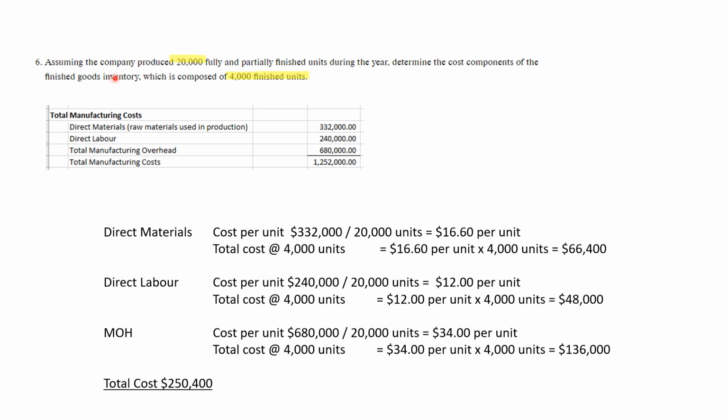So the key to this is the fact that if we know these are variable costs, which we know direct materials, direct labor, and manufacturing overhead are, we can use the number of units, whatever it is, to figure out the cost per unit. And using that cost per unit, because we know it won't change for variable costs and will stay the same no matter the activity level, we can use it to find whatever amount of units we need to. So in this case, it was 4,000.